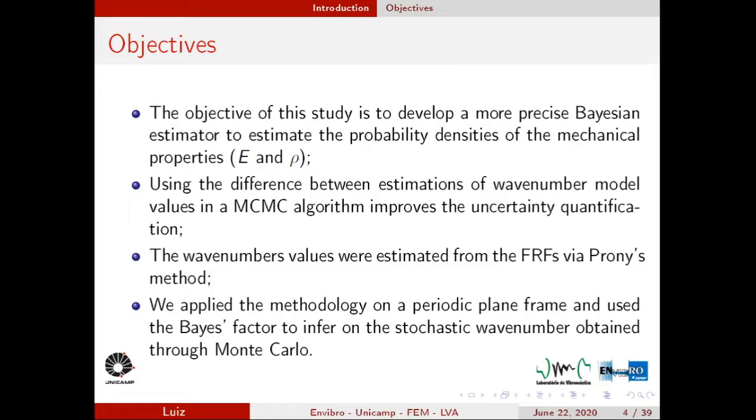The objective of this study is to develop a more precise estimation for the mechanical properties. We do so by introducing in the MCMC algorithm that we use to estimate the posterior distribution for the Bayesian statistics the estimated value for the wave numbers that we obtain from the FRFs using the Prony's method, and comparing to the model values for the wave numbers. By doing so, we can obtain a more precise estimation for the mechanical property, and by the end, we can also apply those distributions and a traditional Monte Carlo method to estimate the stochastic response for the wave number. And using the stochastic wave number, we analyzed the robustness of the bandgaps.